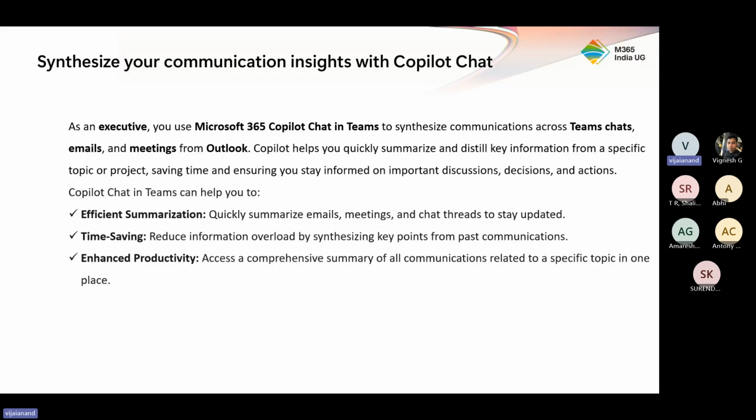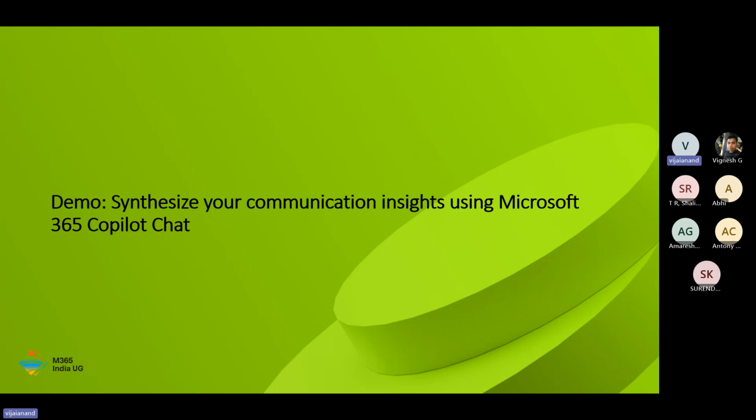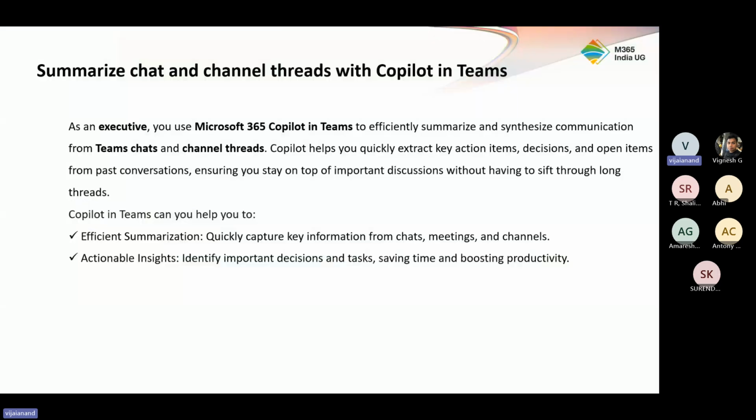So Copilot chat will help you to efficiently summarize the key information. You don't need to depend on anyone, or go to different channels to get the information. So it can efficiently summarize the emails. It will have access to your Outlook data as well as your Teams data, and it reduces a lot of time for you, and it also enhances productivity. So this is one of the use cases where the executives can make use of Copilot chat in Teams. Let's go to the next one. So we have seen the demo for this one, and let's go to the next one.